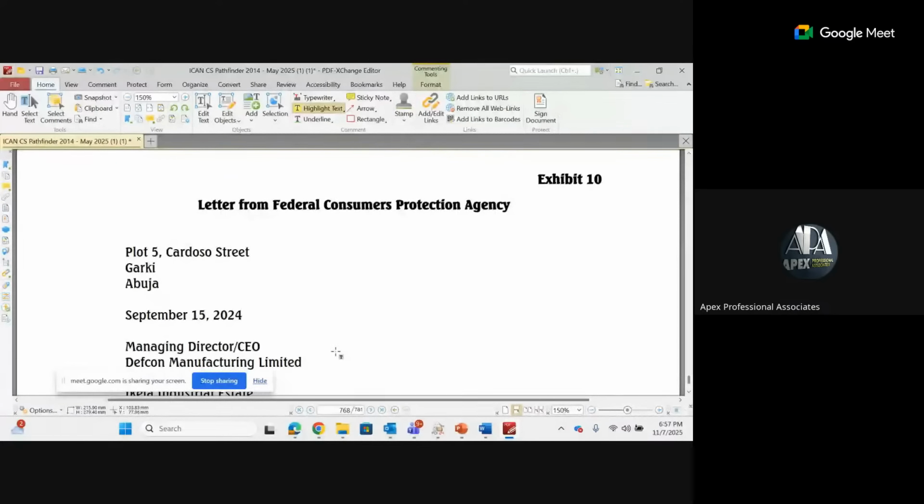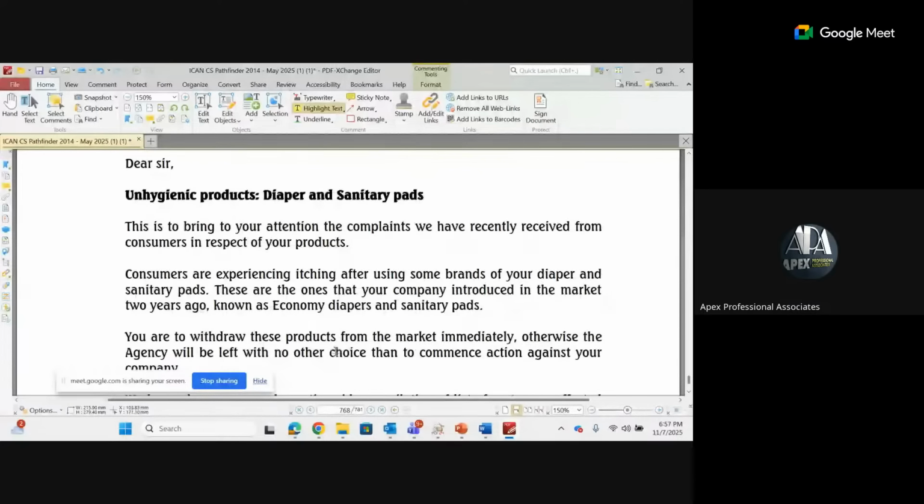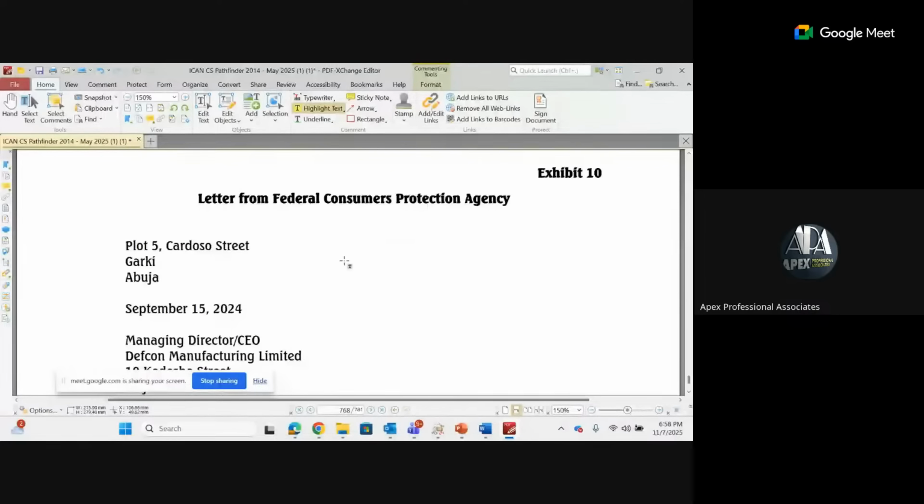So let's take a look at the last exhibit, exhibit 10. Letter from Federal Consumers Protection Agency. They are writing to your company. Dear sir, unhygienic products, diaper and sanitary pads. Please note the complaints we have recently received from consumers in respect of your products. The consumers are experiencing itching after using some brands of your diaper and sanitary pads. These are the ones that your company introduced in the market 2 years ago, known as economy diapers and sanitary pads. So let's go to exhibit 9 to check.